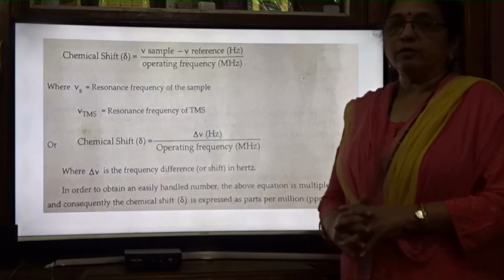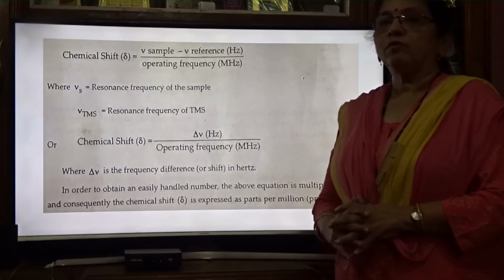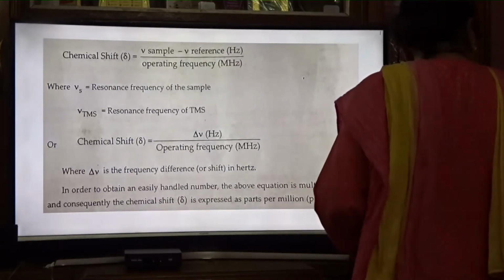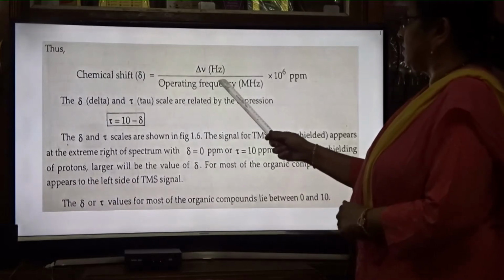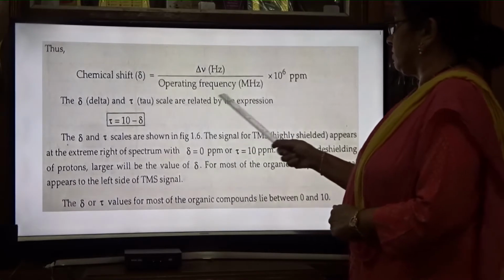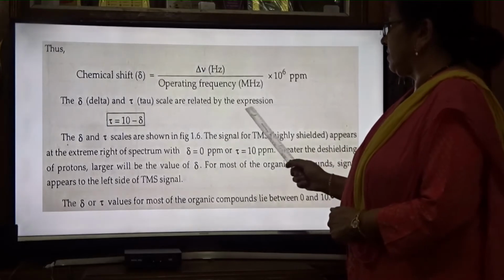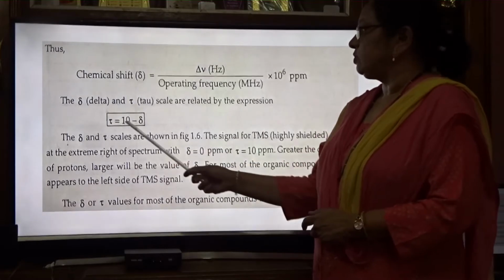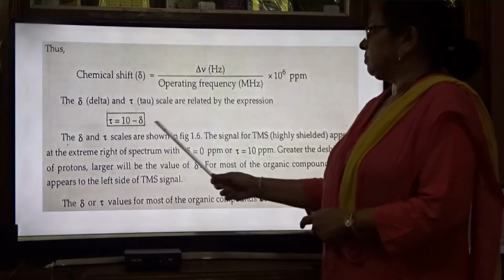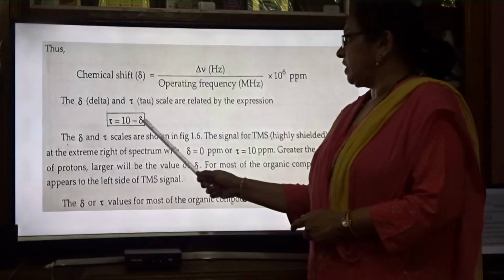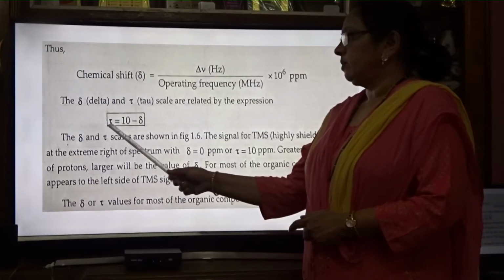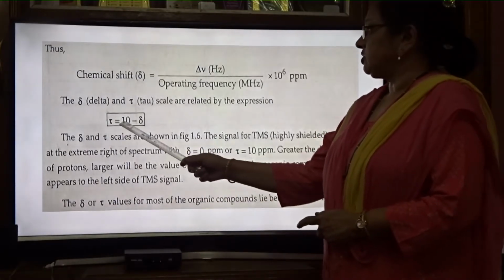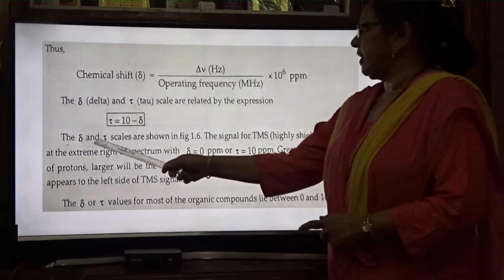When you talk about an NMR spectrum, we mostly use ppm or delta values. Thus chemical shift is delta V by the operating frequency. Delta and tau scales are related by the expression tau is equal to 10 minus delta. Sometimes the tau value is given and the delta value is asked. Using this equation, if the delta value is given you can find the tau value, and if the tau value is given you can find the delta value, because tau is equal to 10 minus delta.